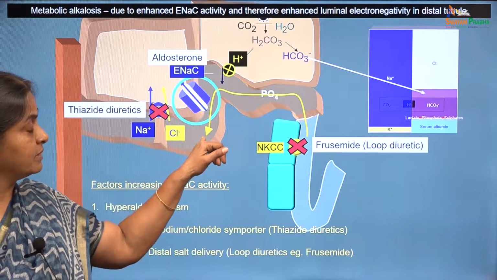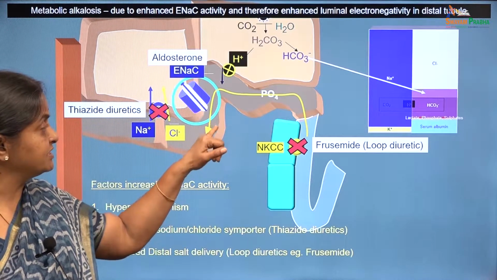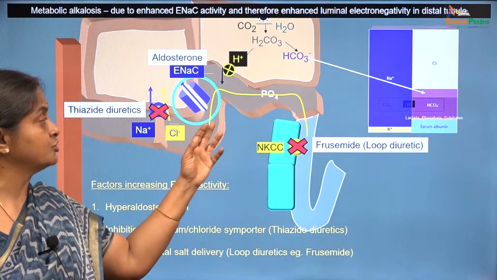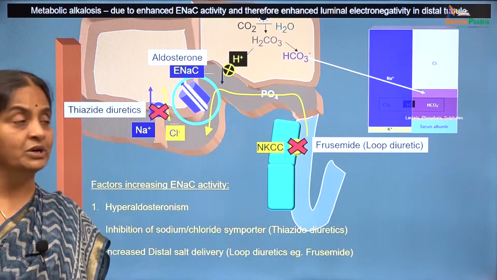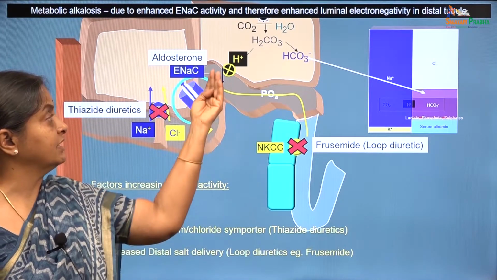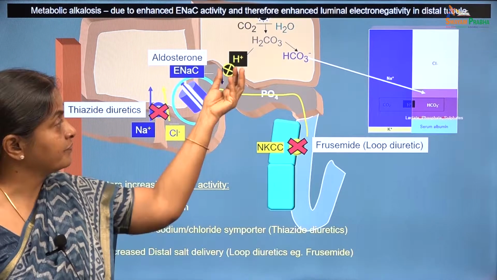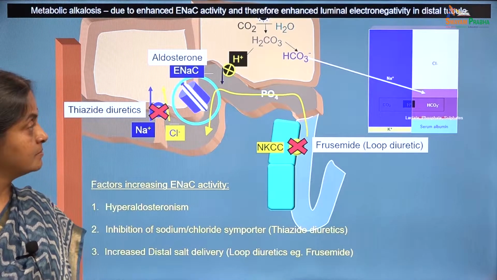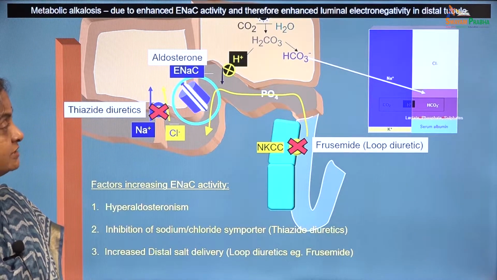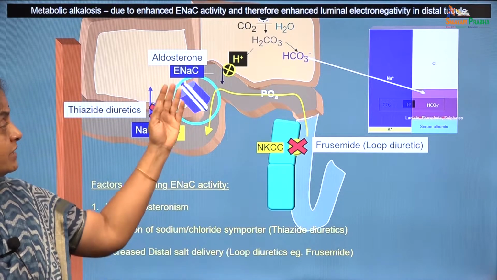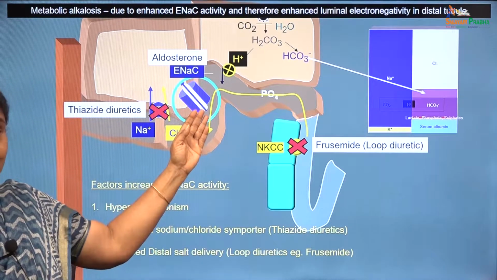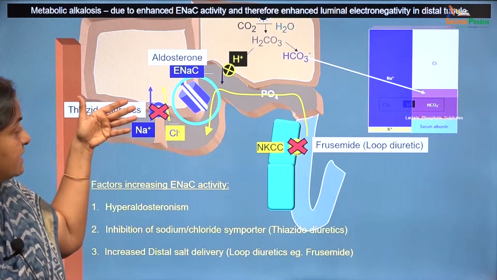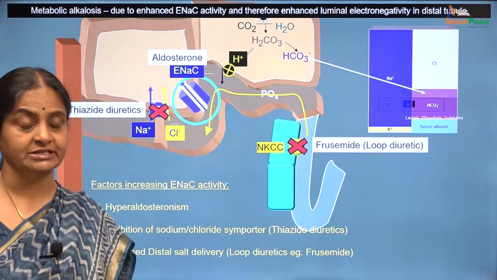When all that sodium arrives here, then that sodium will be taken up by the transporters in the distal tubule, and any enhanced sodium reabsorption through ENaC will result in higher luminal electronegativity and therefore pulling out more protons than usual, and therefore metabolic alkalosis. So now we have 3 conditions in the distal tubule, all of them due to increased sodium reabsorption through epithelial sodium channels leading to metabolic alkalosis: hyperaldosteronism, thiazide diuretics and loop diuretics.